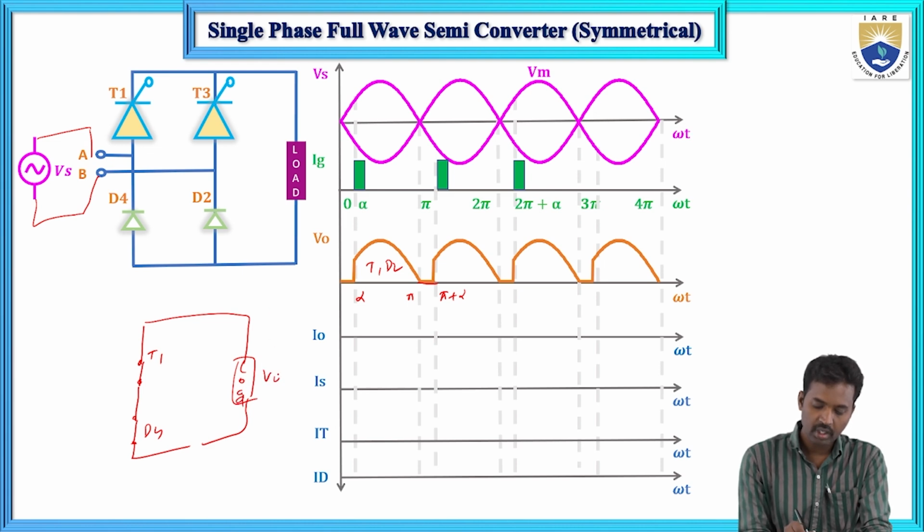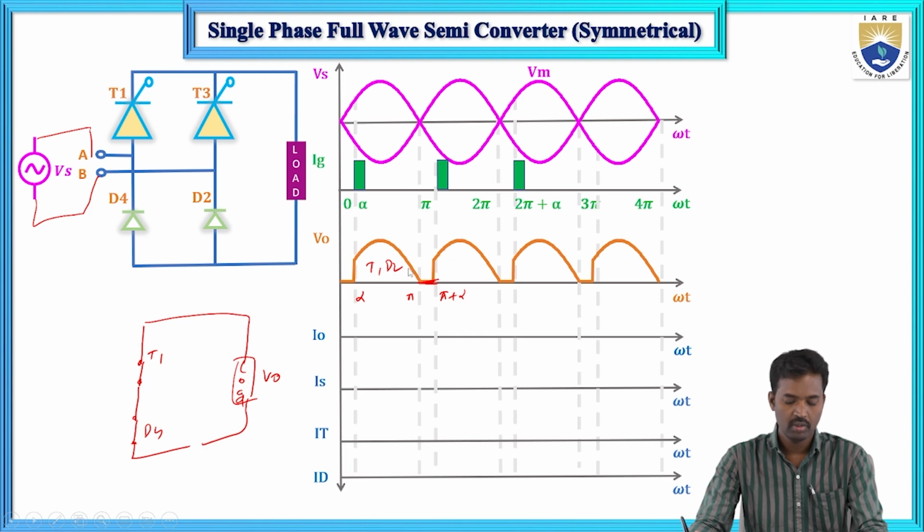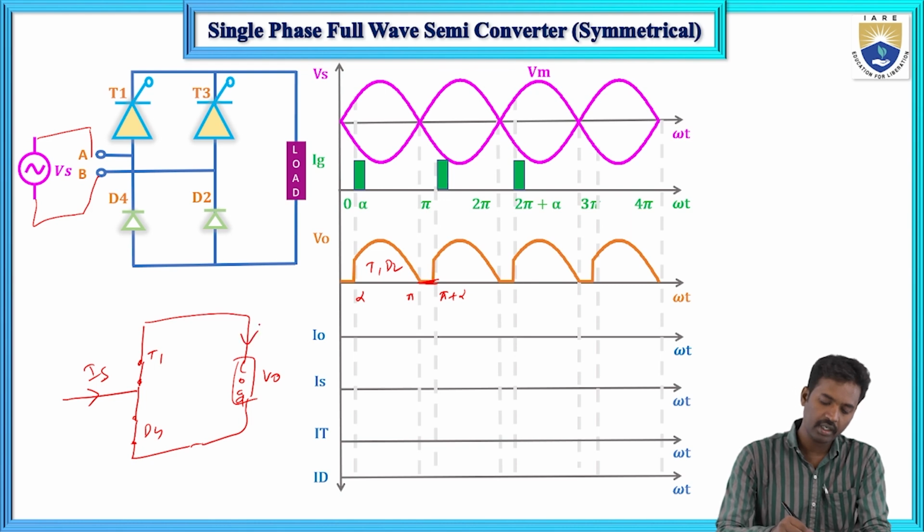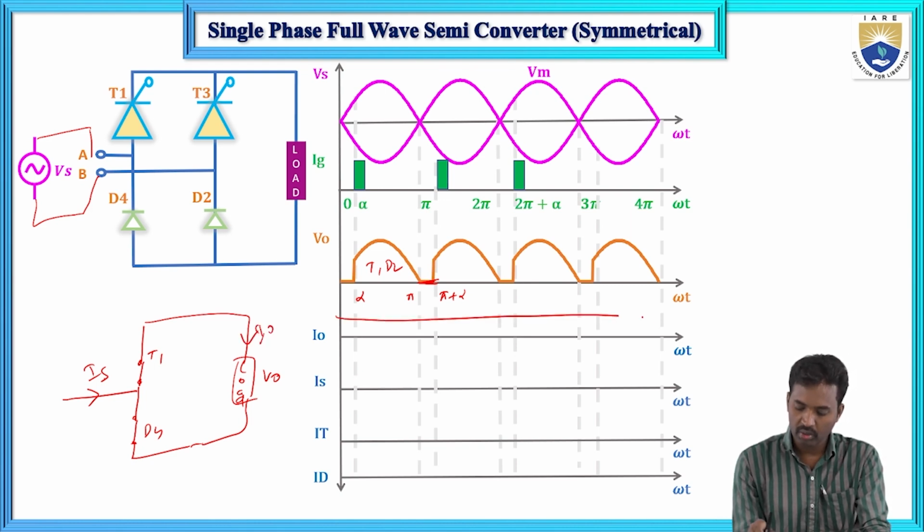So in this period the output voltage is 0. Output voltage is 0. Now here, what about the supply current? Supply current, this is I naught. Supply current equals to, so in the previous case this is the load current I naught. So this current is I naught.